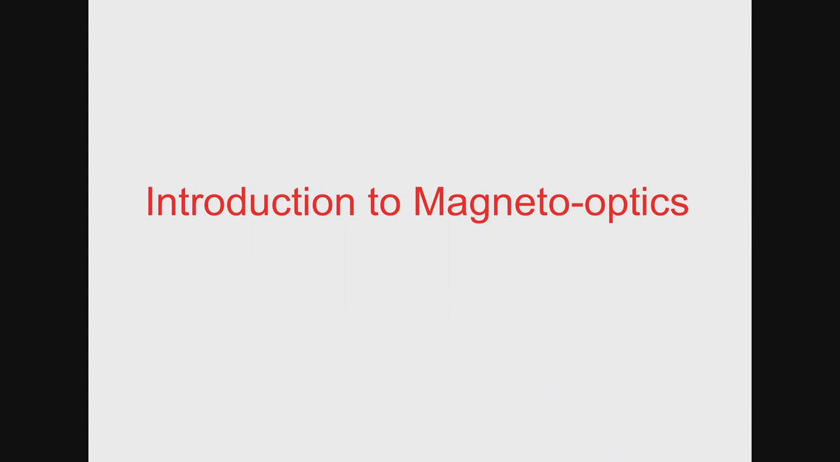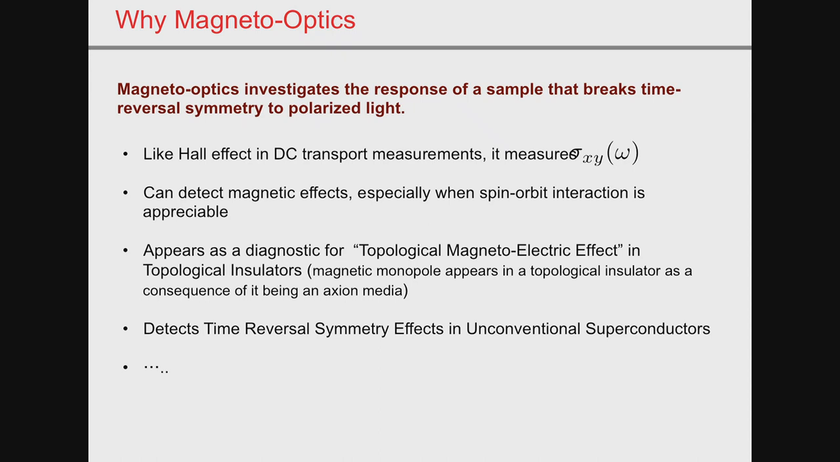Because I'm now introducing magneto-optics, let me say a few things about it. Magneto-optics investigates the response of a sample that breaks time reversal symmetry to polarized light. And it's important. Like the Hall effect, it measures sigma xy. But now, because I'm using light at a finite frequency, it measures sigma xy at a finite frequency omega. So most optical measurements that you are familiar with look at sigma xx, the longitudinal part, and this is the transverse part. In general, it's more difficult to measure.